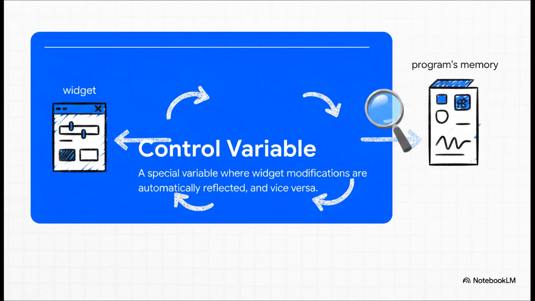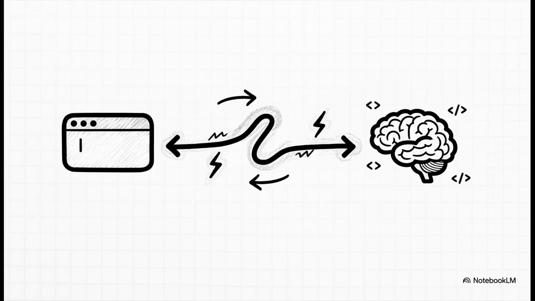And the way it does this is with something called control variables. These are special objects that create a live two-way link between what's happening on the screen and a variable living in your program's memory. This connection is persistent, it's always on, so if the user types something into a text box, the variable updates instantly. And this is the cool part, if your code changes the variable, the UI updates to match. Your program always knows the current state automatically.